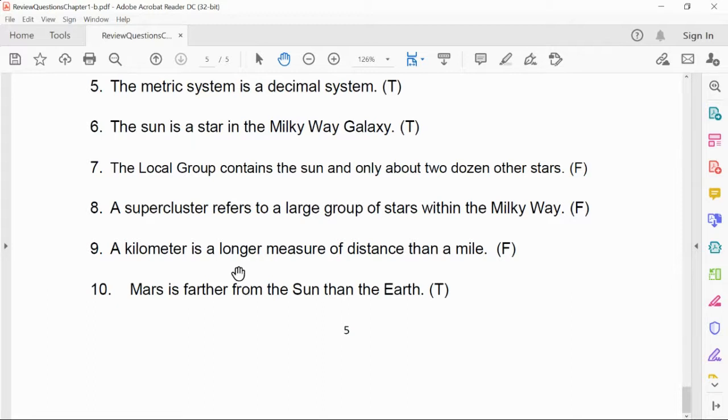And with this, we conclude chapter number 1. So for all the chapters that we deal with, we always have review questions at the end, and these review questions, you can look at them. They actually help you understand the material.